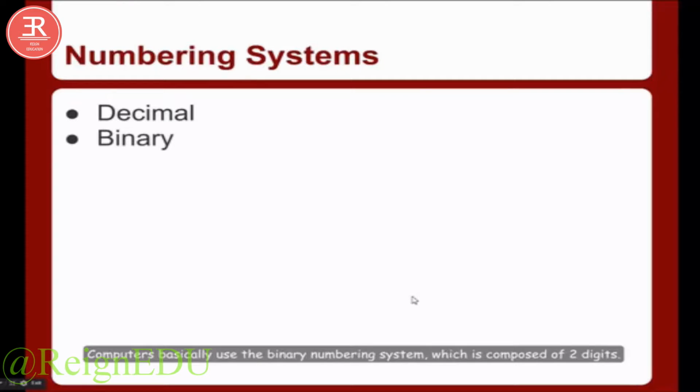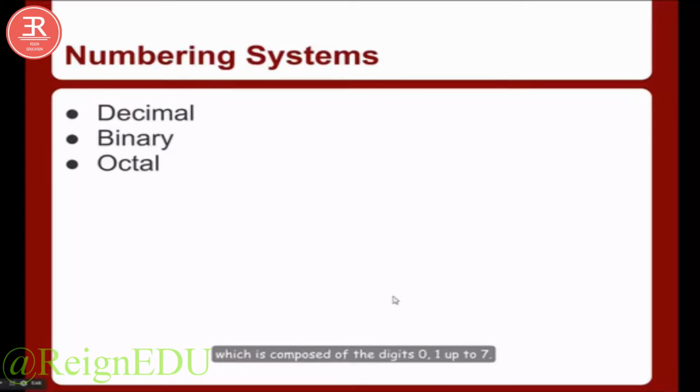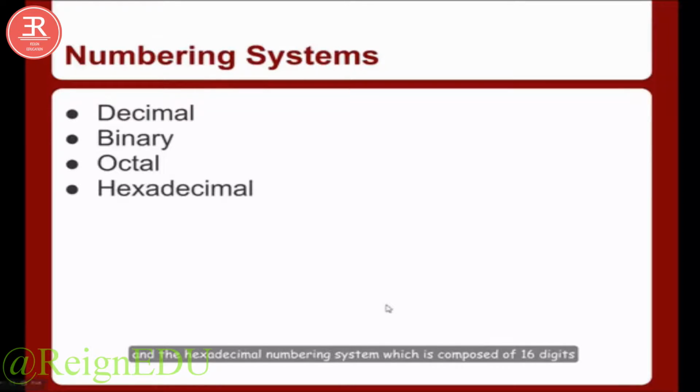Computers basically use the binary numbering system, which is composed of 2 digits, 0 and 1. Other popular numbering systems in the digital world are the octal, which is composed of the digits 0, 1 up to 7, and the hexadecimal numbering system, which is composed of 16 digits starting from 0 up to 9, A, B, C, D, E, F.